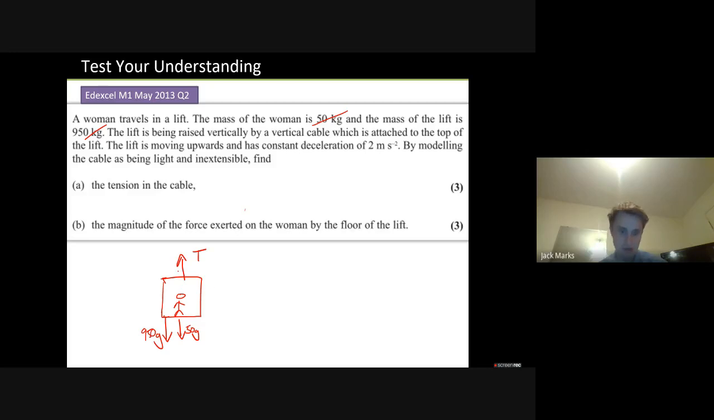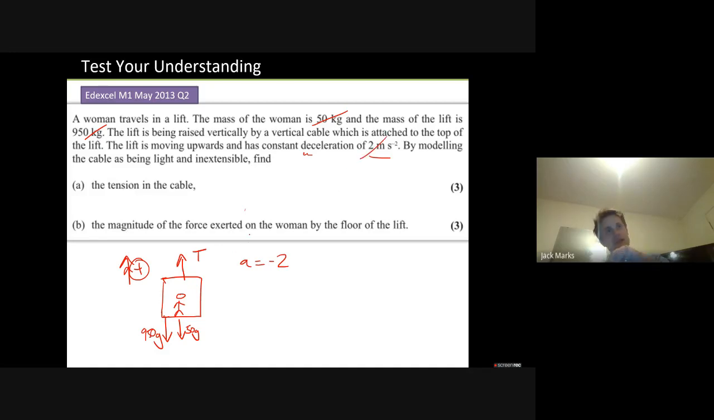I'm also going to have to choose a direction for this question, which is not obvious either. The lift is being raised vertically. Well, that gives me the idea that this is the positive direction. So that's what I'm going to stick to. The lift is moved upwards and has a constant deceleration of 2 meters per second squared. So although the lift is moving up, that doesn't mean that the acceleration is acting upwards. Moving up is about the velocity, it's about the speed of the lift. So although this direction might be positive, because it says constant deceleration, my acceleration value is going to be -2.